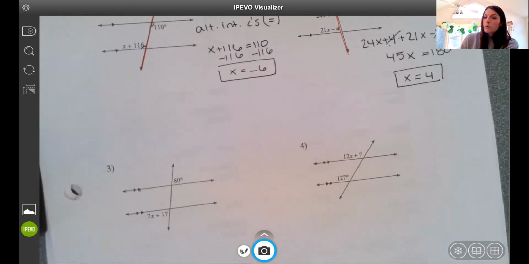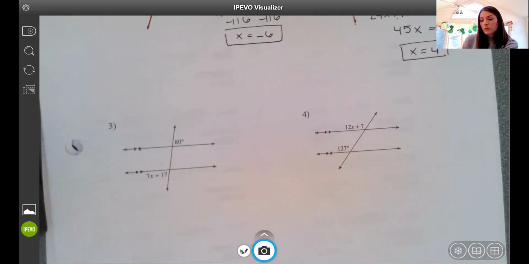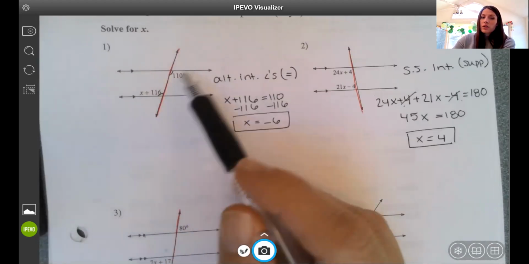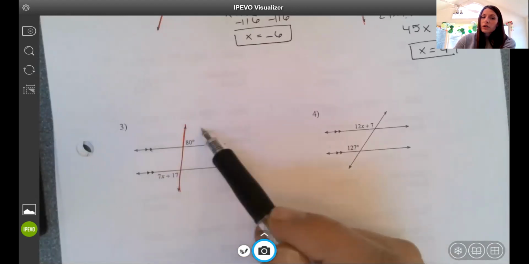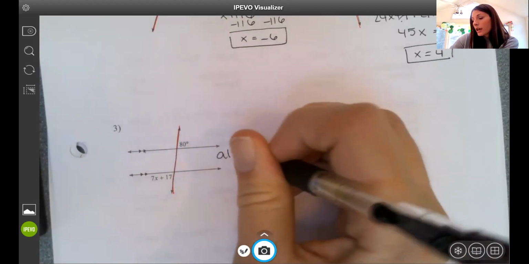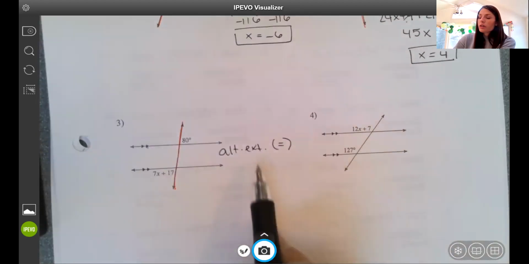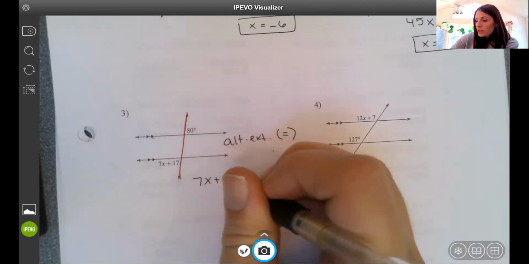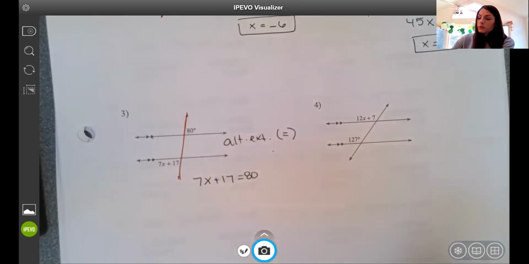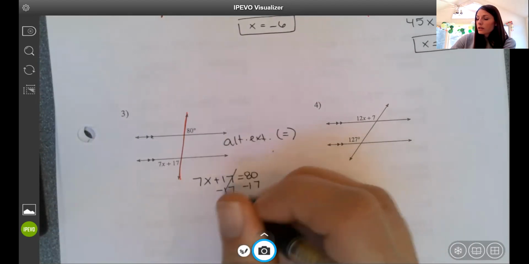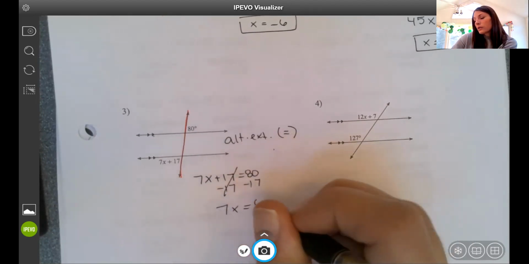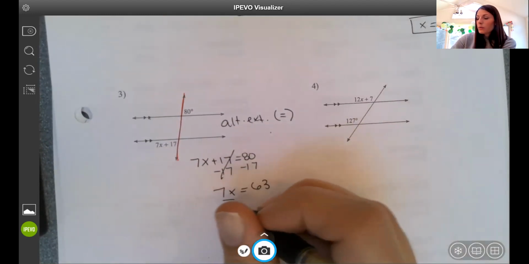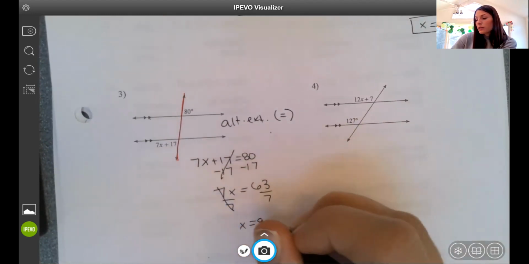So 3, what angle relationship do I have there? Here's my transversal. Alternate exterior. So similar to this, alternate sides, but this is interior. Here we have exterior. So we have alternate exterior, interior or exterior, both are congruent or equal to each other. So I have 7x plus 17 equals 80. And subtract 17. And 7x equals 63. And divide by 7. And x equals 9.